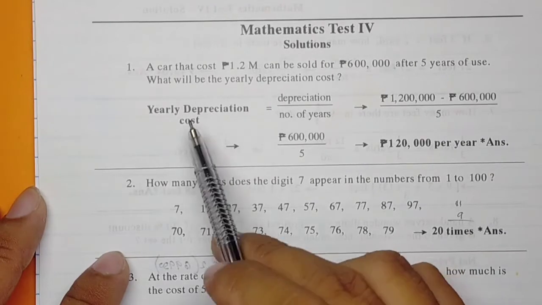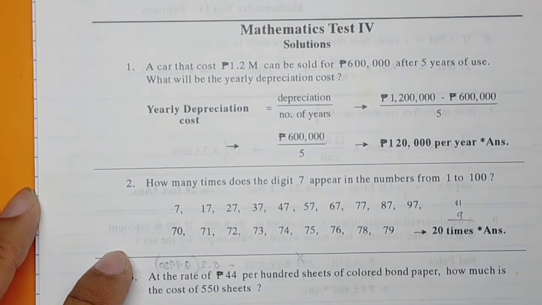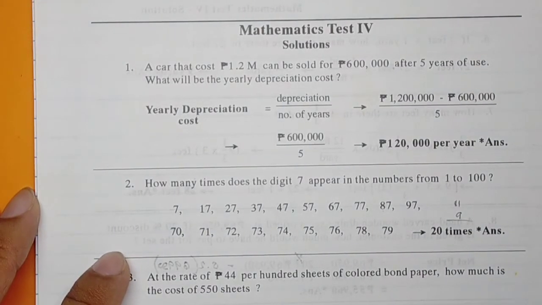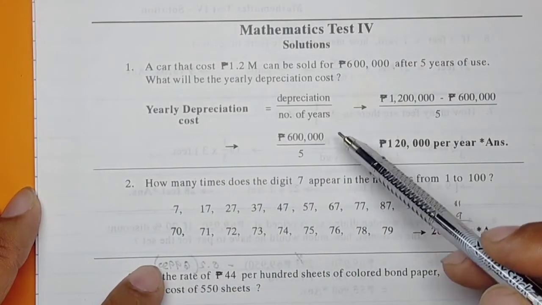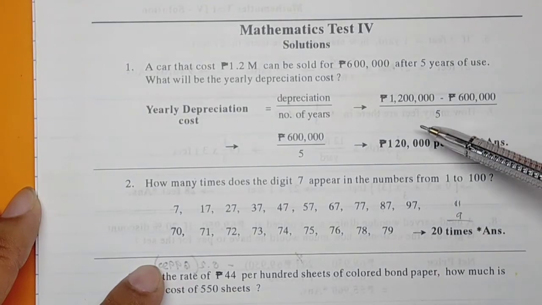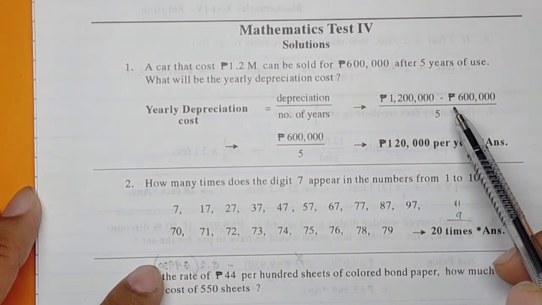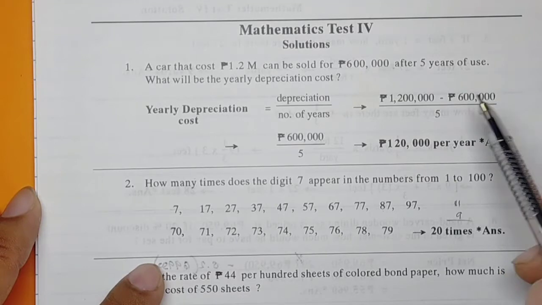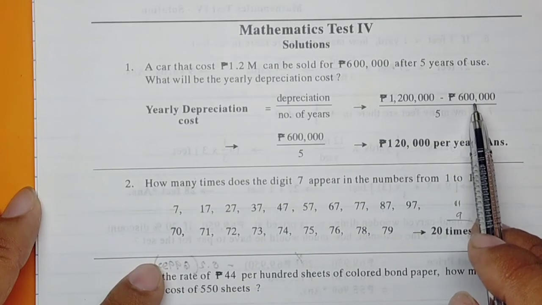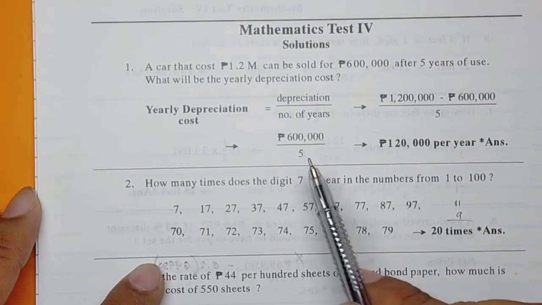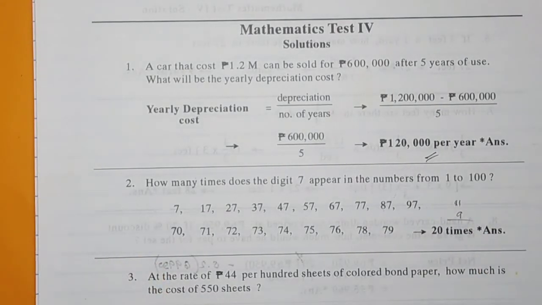So, moving on, a car that cost 1.2 million can be sold for 600,000 pesos after 5 years of use. What will be the yearly depreciation cost? So yearly depreciation cost, the formula is depreciation over the number of years. So it says here the principal cost is 1.2 million minus 600,000, the depreciation value, divided by the number of years of 5. So this 1.2 minus 0.6, that will become 600,000 pesos, 600,000 divided by 5. So the result will be 120,000 per year of depreciation cost.